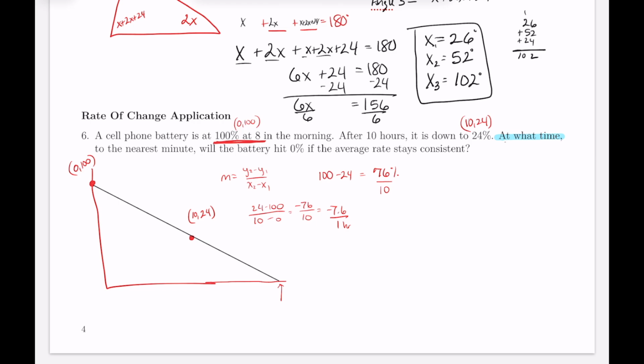Notice that mine originally just has 76% over 10, right? And this would be 7.6 percentage points per hour. That's fine. And this other one has a negative. That's fine too. You just have to make sure that you understand that this is a loss, or it's decreasing by 7.6 percentage points per hour. Okay?